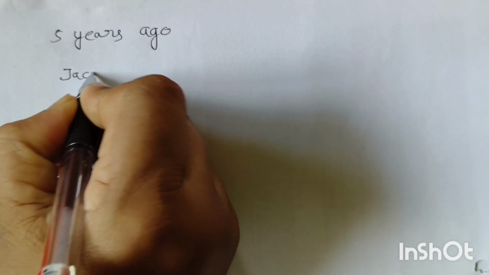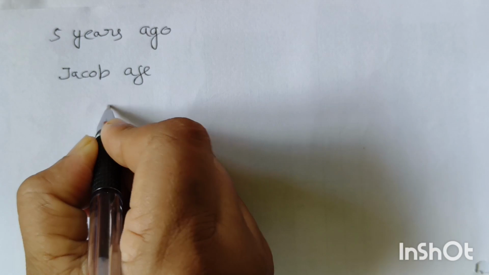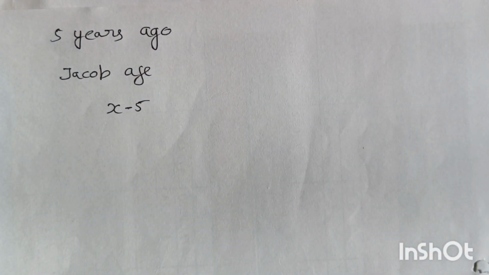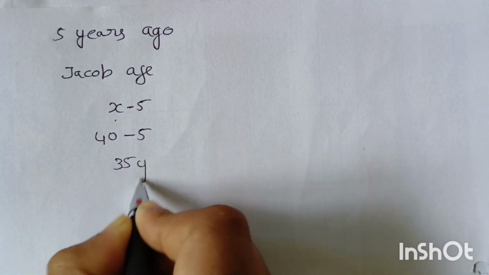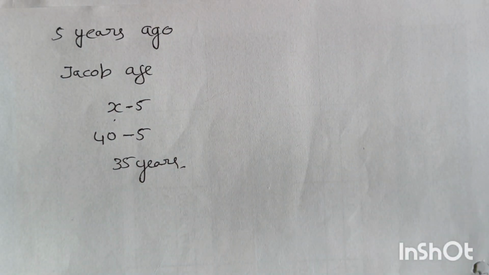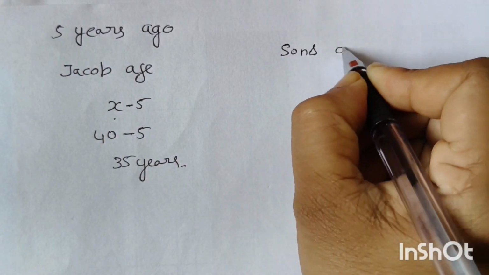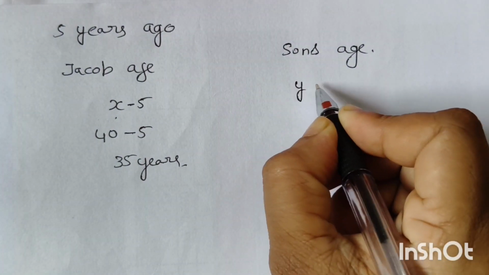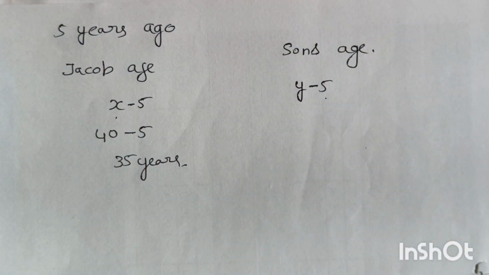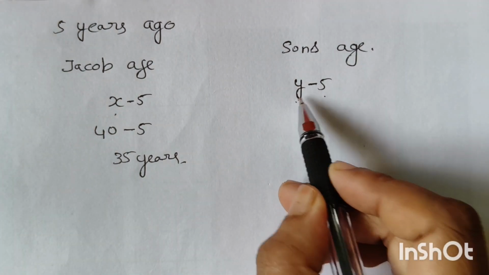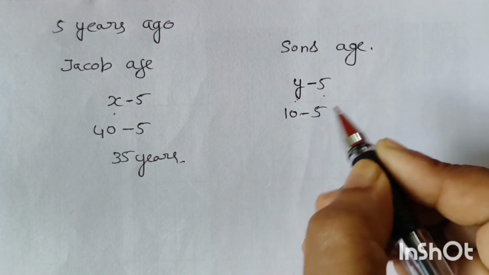Okay. Let us see, 5 years ago. Jacob's age, it will become x minus 5, right? We got the value of x as 40 and minus 5, it will become 35 years. Then son's age, present age is y, and before 5 years, that is 5 years ago, it will decrease by 5. Therefore, it is y minus 5. We got the value of y as 10. 10 minus 5 is 5.